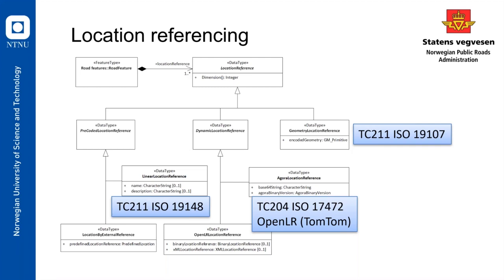You can also use dynamic location references, which is what HERE and TomTom like to use, with either Agora according to ISO 17472 or OpenLR references. And you can also have linear location references according to ISO 19148 for linear referencing. Or you can have a location by external reference, like referring to this speed limit is valid for the whole municipality of Hamar, for instance.